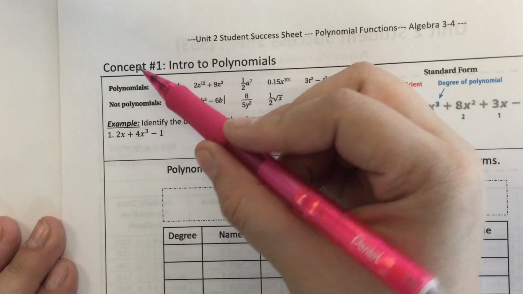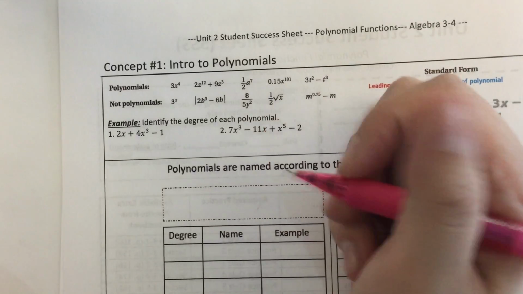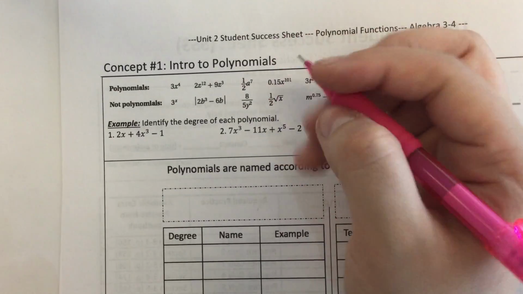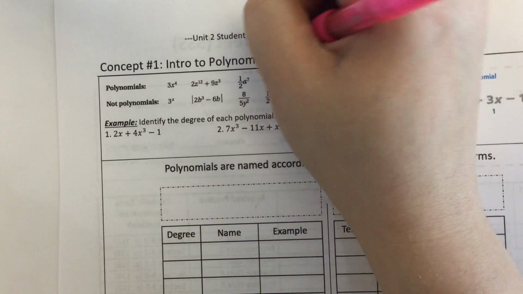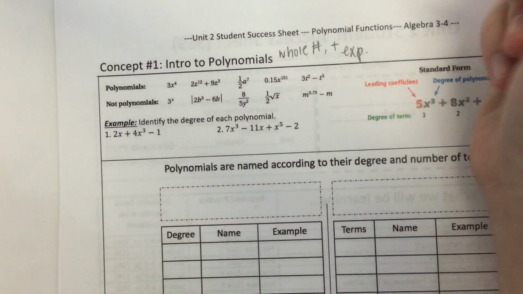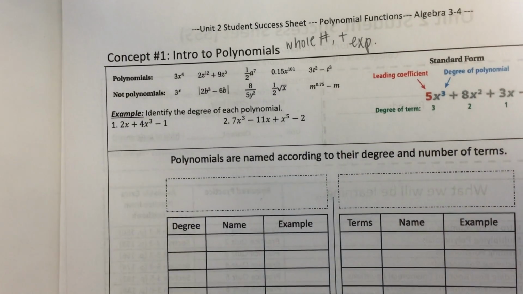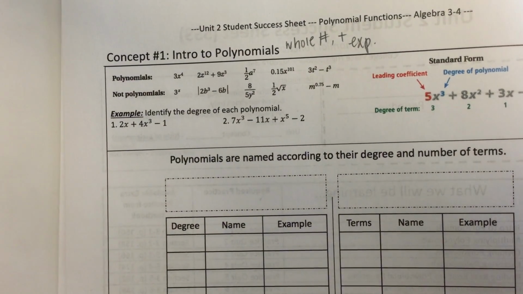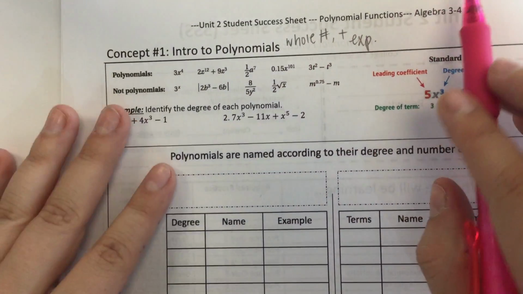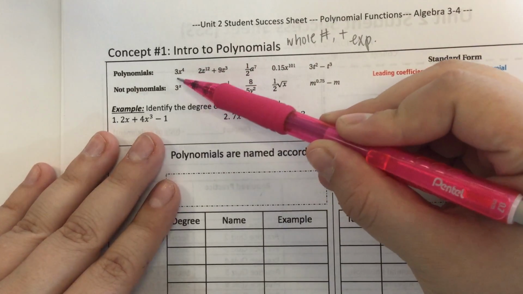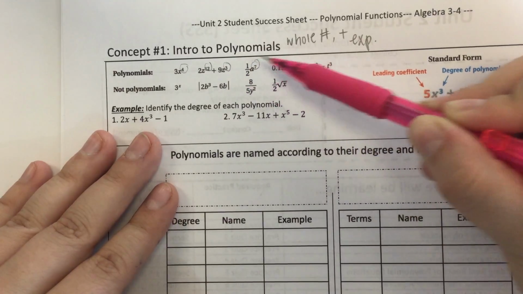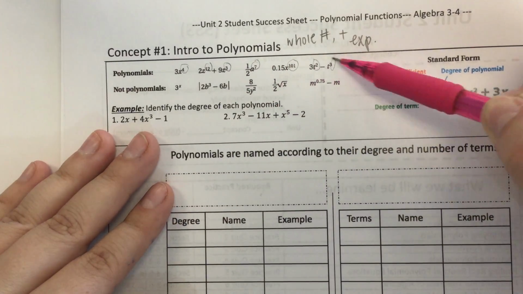Polynomials have whole number positive exponents. So I'm going to write that down. Whole number positive exponents. That's what a polynomial has. The coefficients can be negatives, fractions, whatever, but the exponents must be whole numbers and positive. So if we look here, all of these polynomials have whole number positive exponents: 7, 101, 2, and 3.